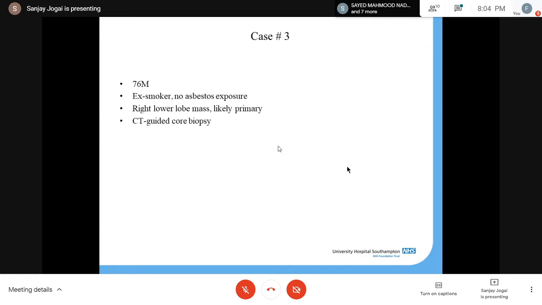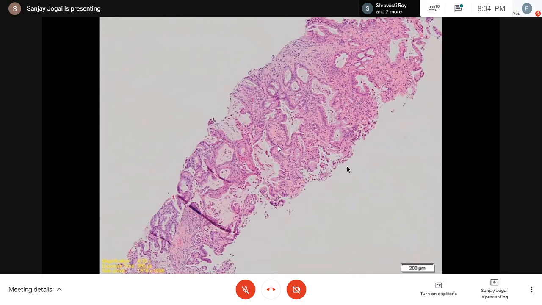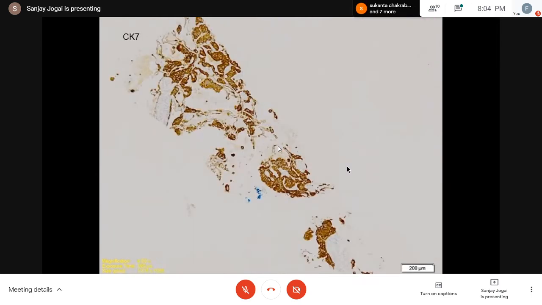Now, we slightly digress to other territories. So this is case number 3. An ex-smoker, no asbestos exposure, 76-year-old male. He had a right lower lobe mass. They thought it was a lung primary and they did a CT core biopsy. So this is nice and simple in the sense you can see a gland forming tumor, clearly an adenocarcinoma. No problem there. And that's the immunohistochemistry panel. I'll talk about why we did what we did in a minute.